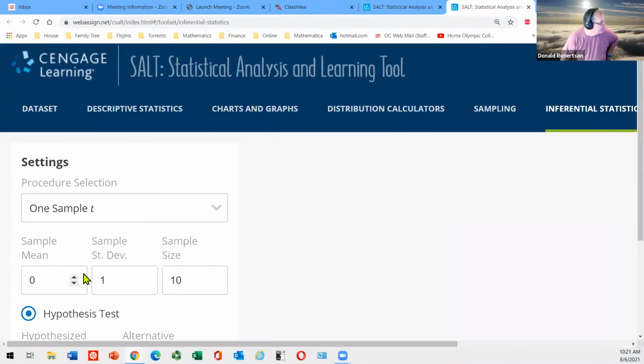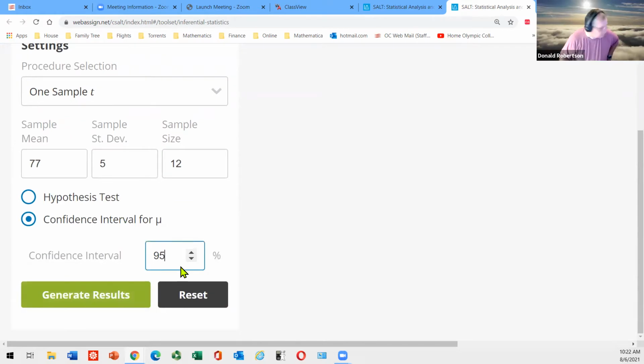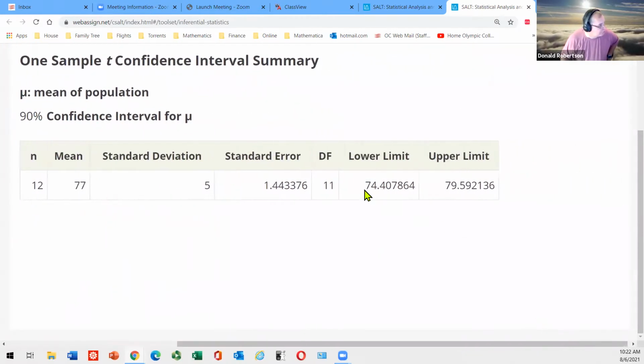Okay, in the new question, because now that I went out and then I had to change, it changes every time. The new mean is now 77. The standard deviation is now changed to 5. And the third number I should have kept track of, which I didn't write down, was 12. Confidence interval, I believe they wanted a 90. So when we hit generate results, the 2 numbers we're interested in are the lower limit, 74.4, and the upper limit, 79.6 roughly.